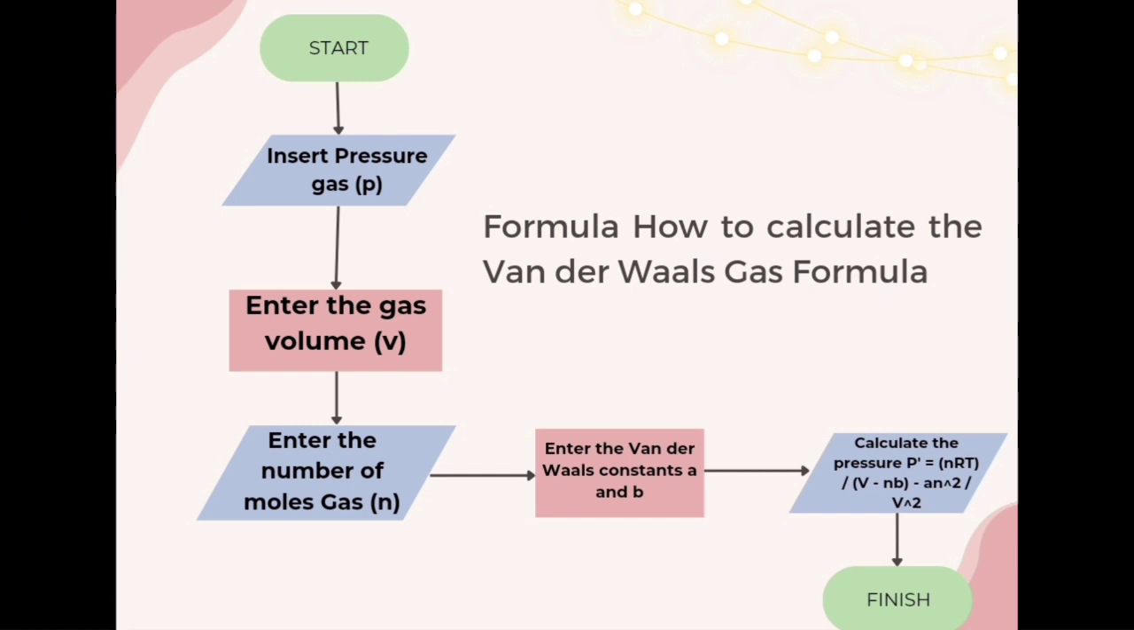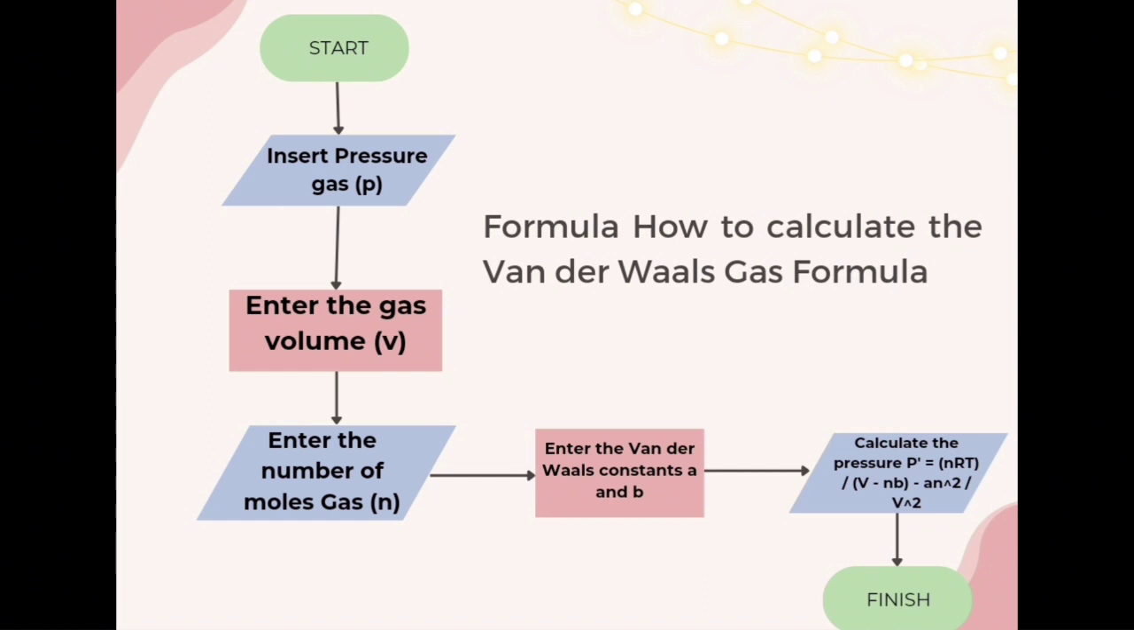The third step is to enter the number of moles of gas, or N. The number of moles of this gas will affect the calculation results using the van der Waals formula. After that, the fourth step is to enter the van der Waals constants A and B. Once all inputs are entered, it will continue to calculate the change in pressure using the van der Waals formula.